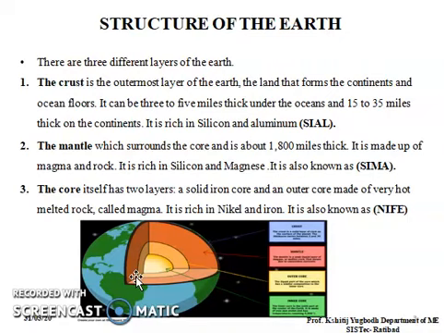Before going further, we have to think about the structure of the earth. So the earth has three different layers: crust, mantle and core. The crust is the outermost layer, which is rich in silicon and aluminium, so it is also known as Sial. The second layer is known as mantle, which is rich in silicon again and magnesium, known as Sima.